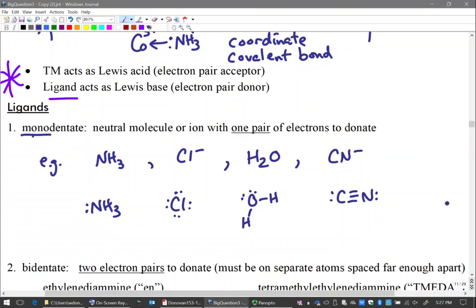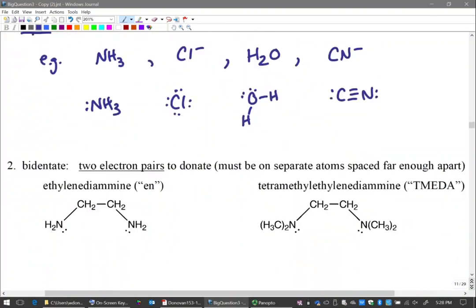So cyanide, water, chloride ion, ammonia, these are monodentate ligands. Even if they have more than one lone pair, only one lone pair can reach at a time. That doesn't mean you can't have more than one lone pair donate from a single species, but it has to be a big enough species to do it.